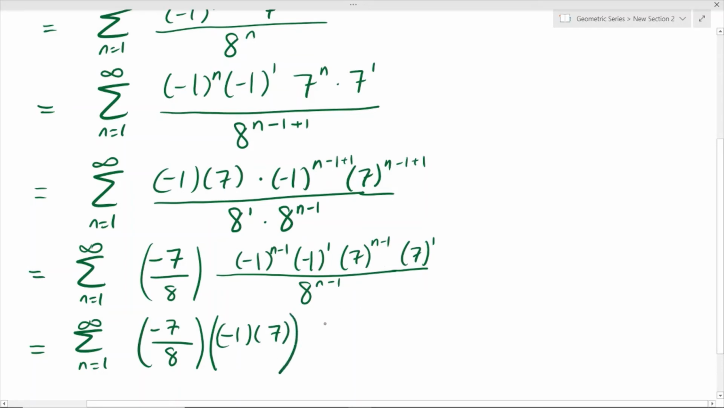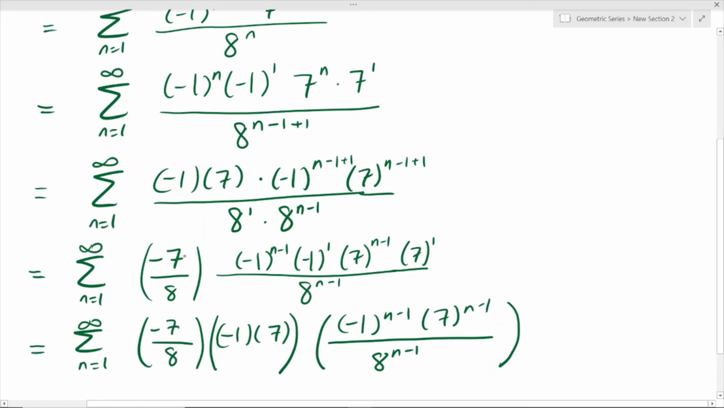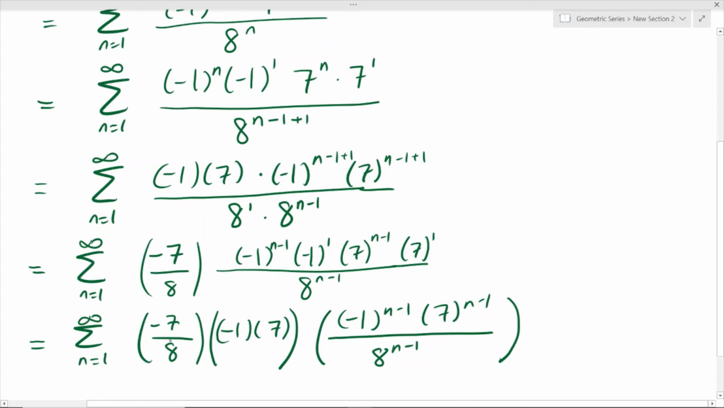And then for this part, negative 1 to the exponent of n minus 1 times 7 to the exponent of n minus 1, this part and this part we put here. And then 8 to the exponent of n minus 1. Take this part, put it here. This is in the denominator. So we got this part, this part, this part. It's negative 1 here, 7 here, good. And we copy this, good. We got everything.